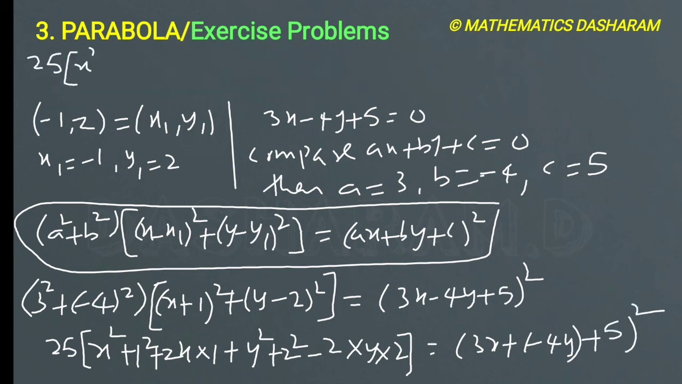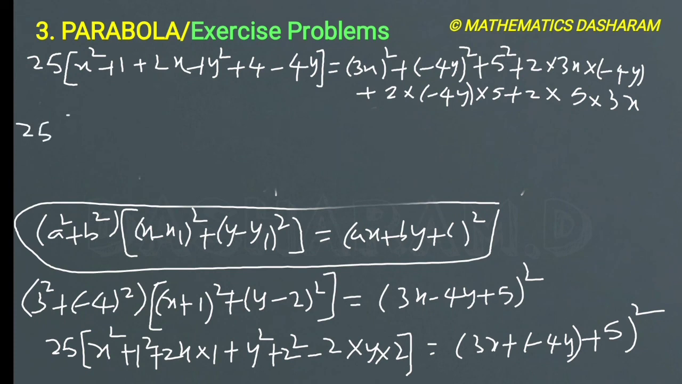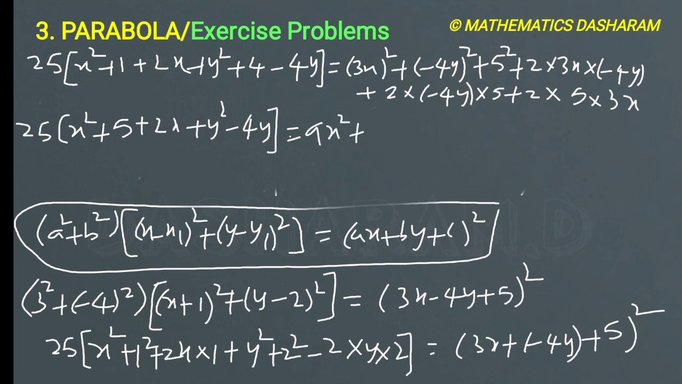So x squared, 1 squared is 1, next plus 2x, plus y squared, 2 squared is 4, minus 4y, equals, using the (a plus b plus c) whole square formula. So 25 times (x squared plus 1 plus 4 is 5, plus 2x plus y squared minus 4y), equals 3x whole square is 9x squared, 16y squared, 25, 2 times 3 is 6, 6 times 4 is 24, so minus 24xy, 2 into minus 4 is minus 8, minus 8 into 5.